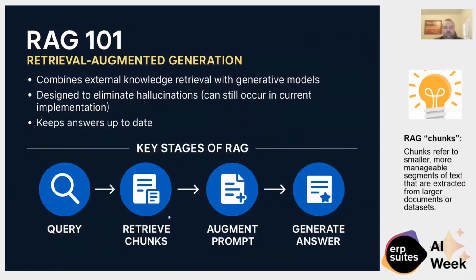RAG 101. So, the key stages of retrieval-augmented generation. It goes from query to retrieve the chunks, and I put over here a definition for what is a chunk. It's referring to smaller, more manageable segments of text extracted from larger documents or data sets. So from that retrieval, it's going to augment your prompt. So the prompt would be what you're providing to the large language model, for instance, and from there it's going to generate an answer. And it's a loop because you can continue to iterate on the questions and answers.